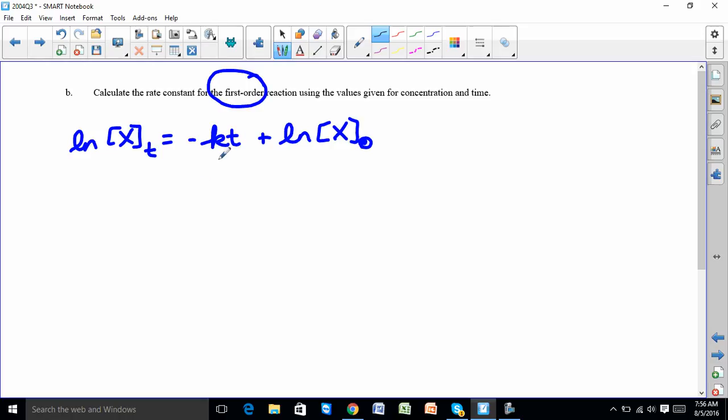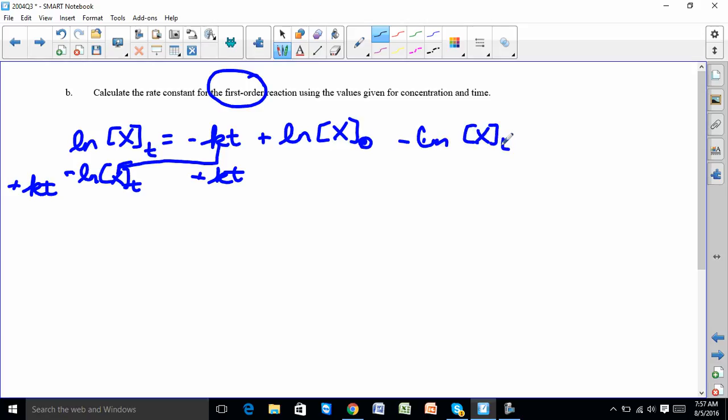So what I'm going to do, and there's a lot of different ways to do this, so you don't have to do it my way, but I'm going to move this guy to this side by adding kt to both sides, because that makes the k positive. And then I'm going to move this guy to the other side by subtracting natural log of x sub t from both sides. And so what happens is I get kt equals the natural log of the initial concentration of x minus the natural log of the concentration of x at some time.